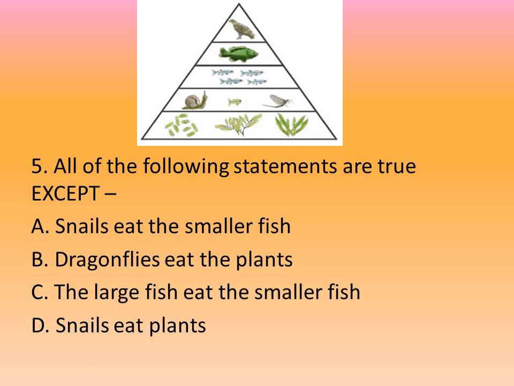Number 5. All of the following statements are true except A, snails eat the smaller fish. B, dragonflies eat the plants. C, the large fish eat the smaller fish. D, snails eat plants.